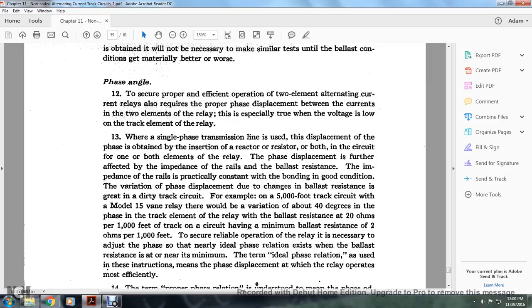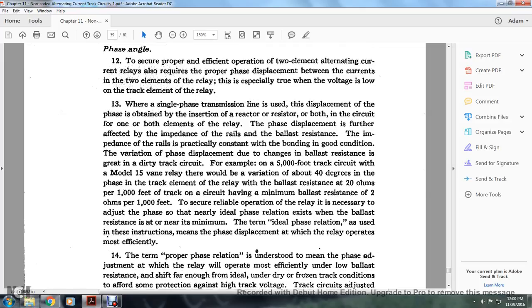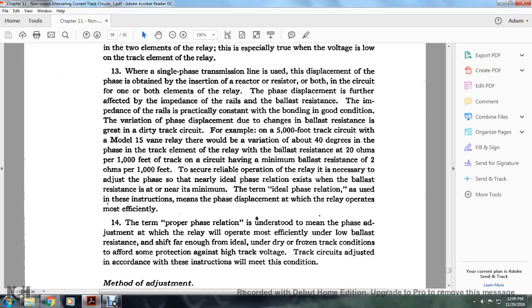The phase displacement is further affected by the impedance of the rail and the ballast resistance, and particularly by the impedance of the rail with bonding in less than good condition. The variation of phase displacement due to the change of ballast resistance is greater on a dirty track circuit. For example, a 5,000-foot track circuit with a Model 15 vane relay would have a variation of about 40 degrees in the phase of the track element of the relay with ballast resistance of 20 ohms per 1,000 feet of track. On a circuit having a minimum ballast resistance of 2 ohms per 1,000 feet, for sure and reliable operation of the relay it is necessary to adjust the phase with nearly ideal phase relationship existing with the ballast resistance near its minimum. The term ideal phase relationship, as used in this instruction, means the phase displacement at the relay giving the best operating efficiency.